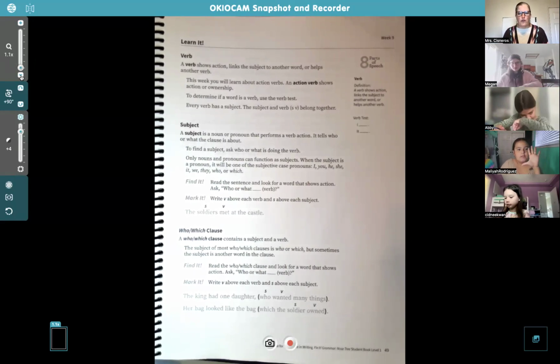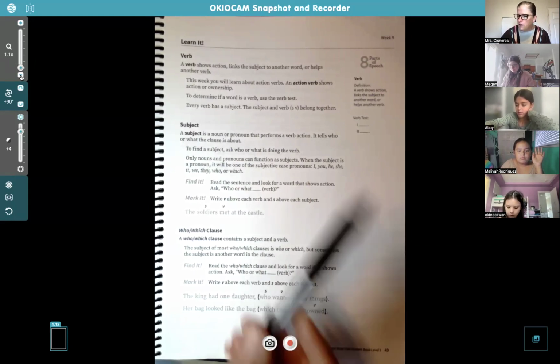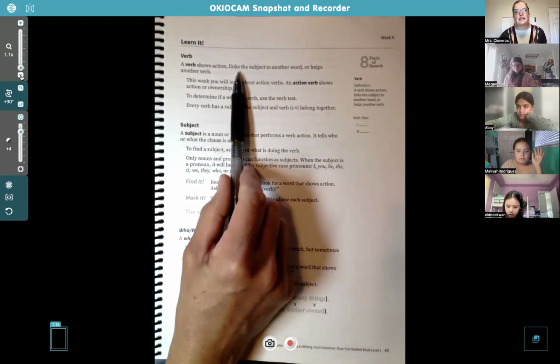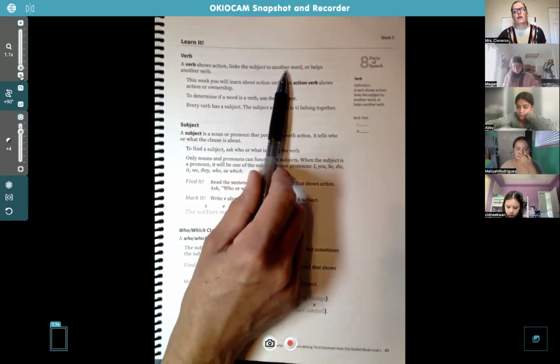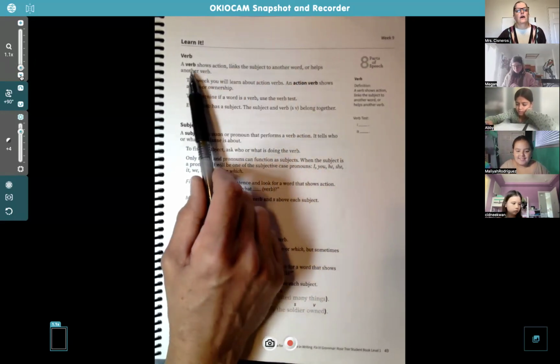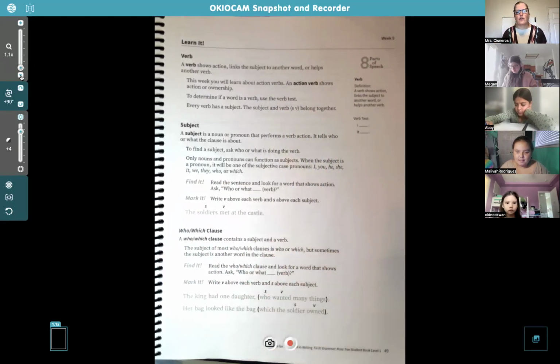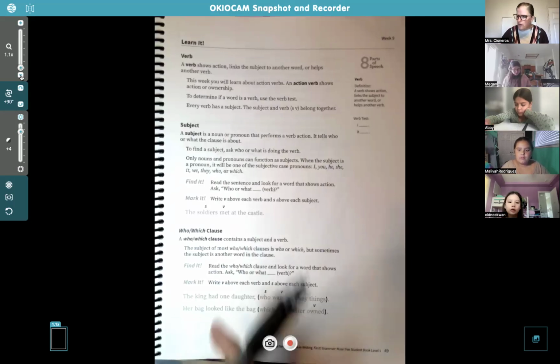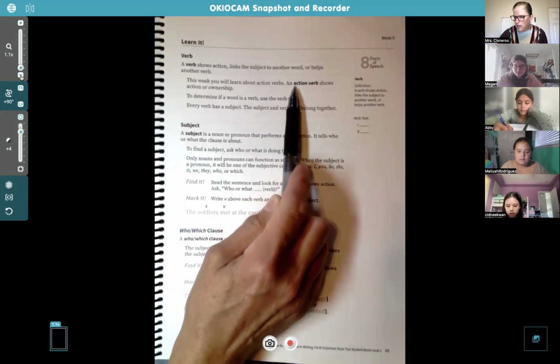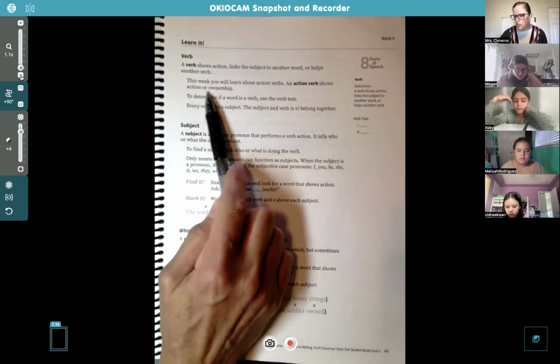here, and you know about verbs already, so this is going to be kind of a review, but verbs are action words, words that show action. But maybe this might be new to you, it also can link the subject to another word or help another verb. So there are other types of verbs called linking and helping verbs, and then action verbs. And this week, you will learn about action verbs. An action verb shows action or ownership.